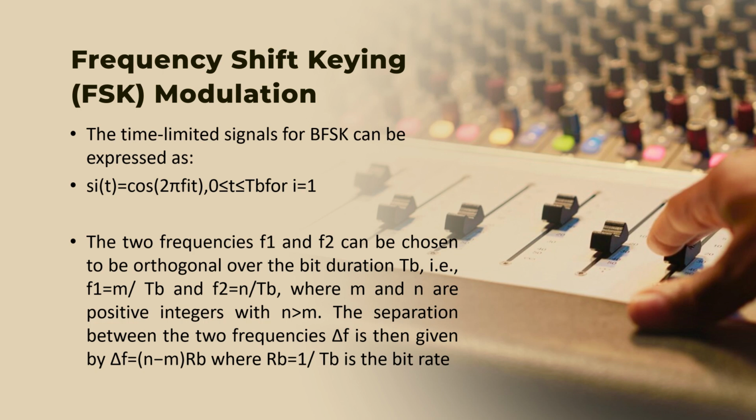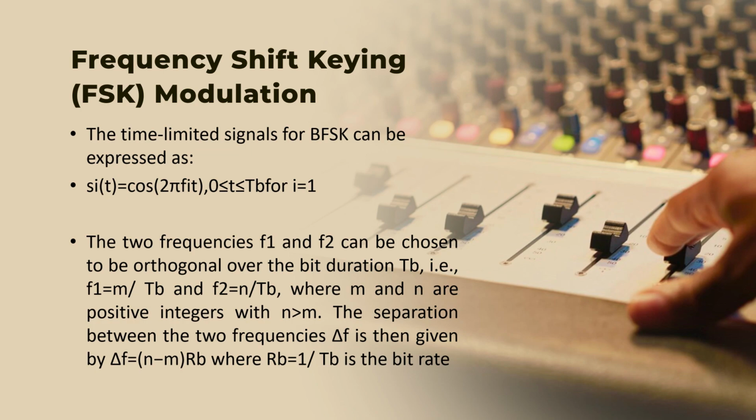F1 is equal to M/Tb and F2 is equal to N/Tb, where M and N are positive integers with N ≠ M. For N less than or equal to M, the separation between the two frequencies, delta f, is given by delta f = (N - M) Rb, where Rb is equal to 1/Tb and is the bit rate.